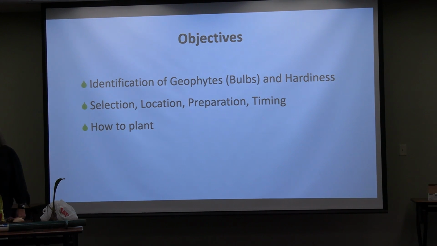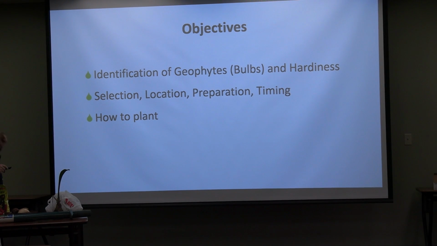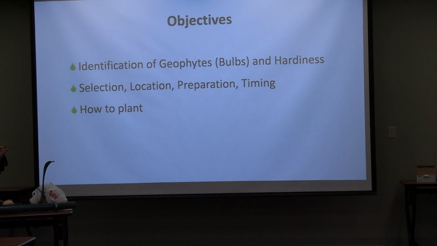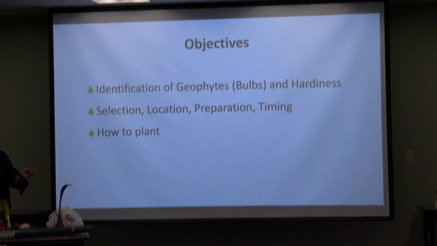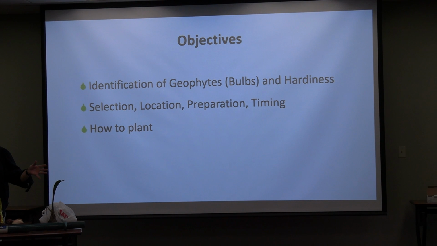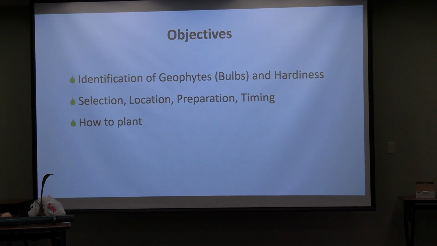These are our objectives today. We're going to identify bulbs and talk about hardy bulbs, and the selection, location, preparation, and timing. The selection is how to select a good bulb. Then we're going to talk about where bulbs like to be. Then we're going to prepare the soil. Then we're going to talk about when to plant them, and also how to plant them.